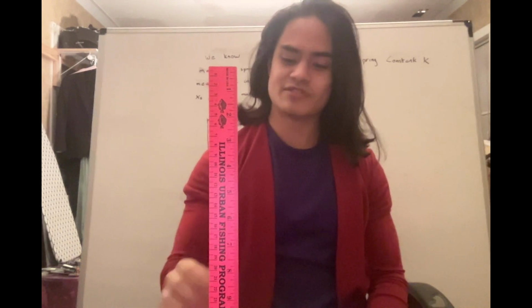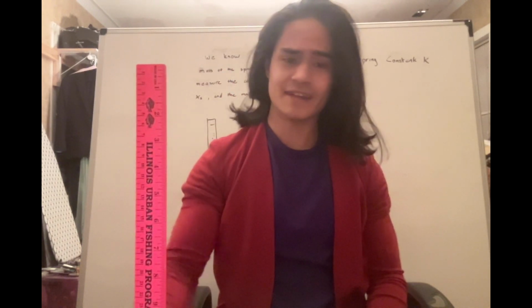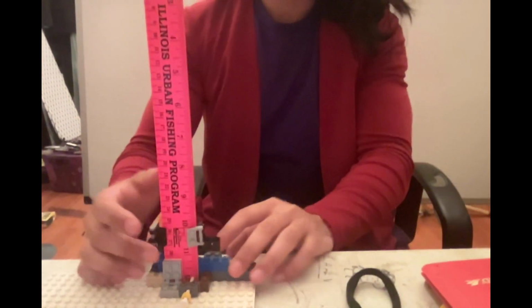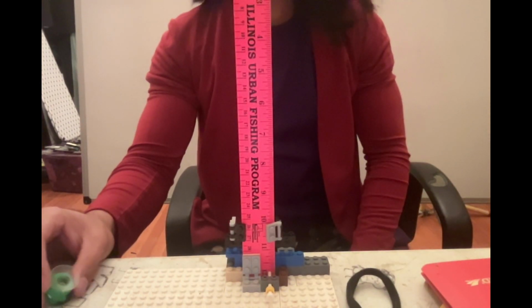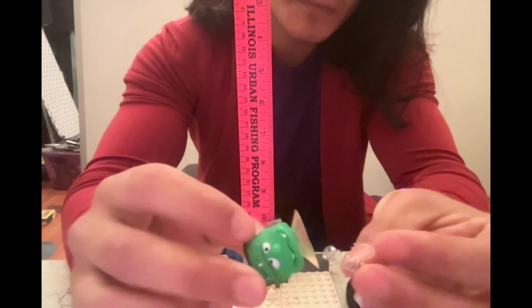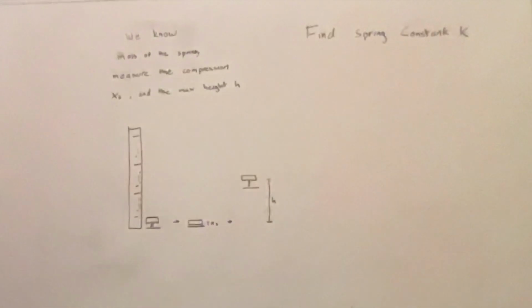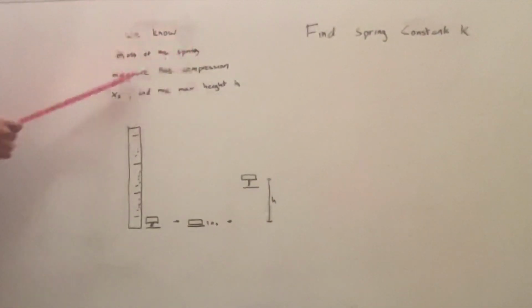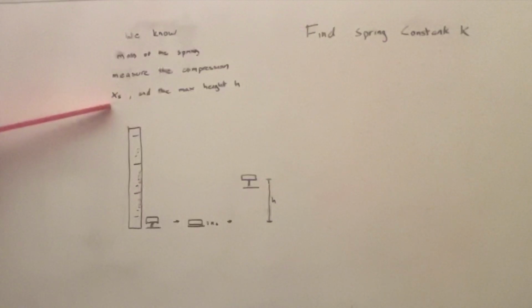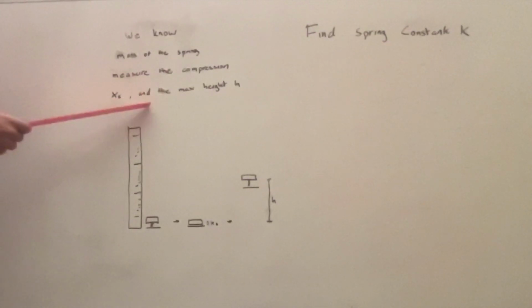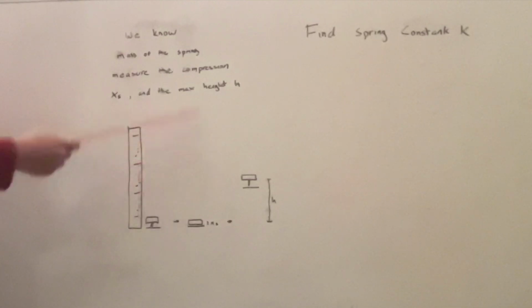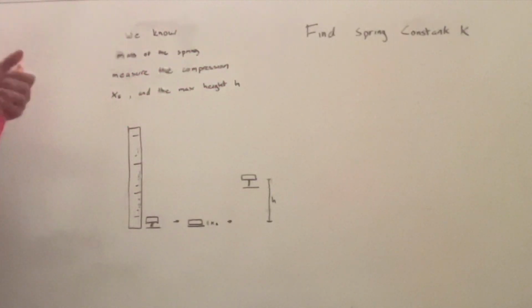Hello. Today's energy problem, we're going to be doing a spring and finding its spring constant. For the problem I have behind me, but for a demonstration, we have this little ruler attached to this Lego so it stays straight. This broken spring popper toy, a little pen spring to go inside, and then we'll compress it, see how high it jumps. And then for the little model I drew, we know the mass of the spring, and we're going to measure the compression of the spring, which is xs, and the max height of the spring that it goes up, h, to find the spring constant k.